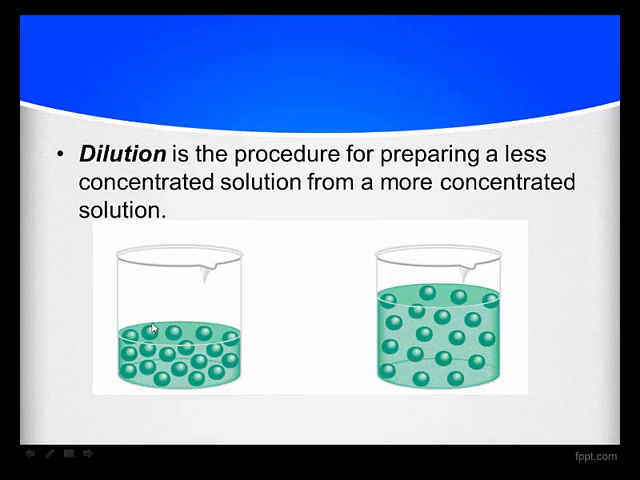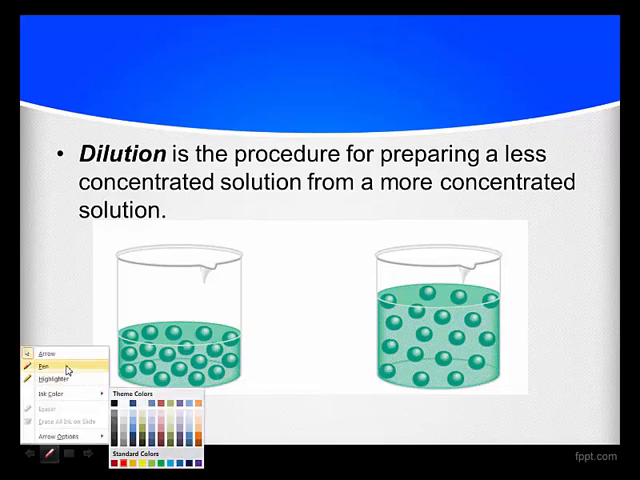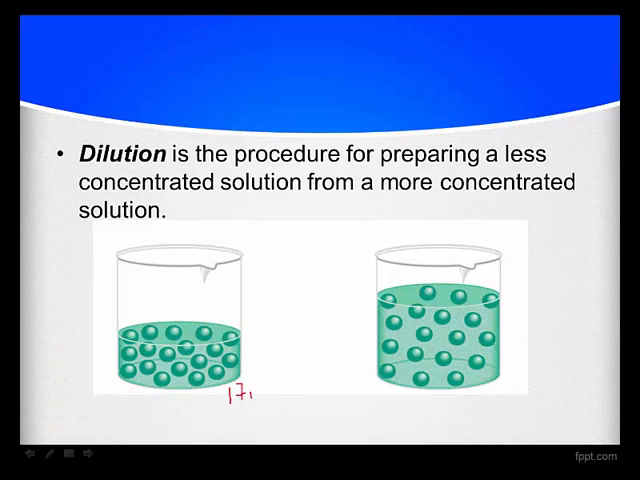Up here, looks like we can count up 1, 2, 3, 4, 5, 6, 7, 8, 9, 10, 11, 12, 13, 14, 15, 16, 17. So it looks like there's about 17 moles or 17 things dissolved here, right? In this tiny little beaker. Maybe it's a giant beaker. So 17 moles dissolved in this one beaker.